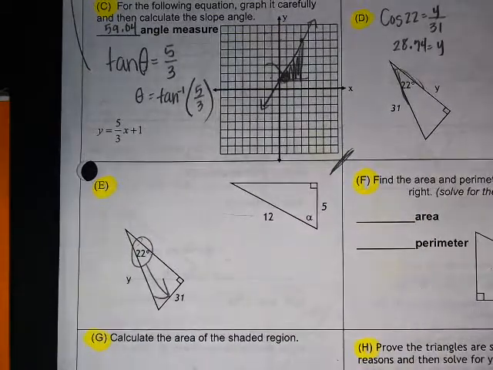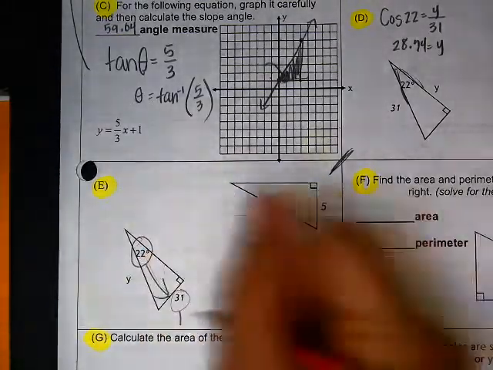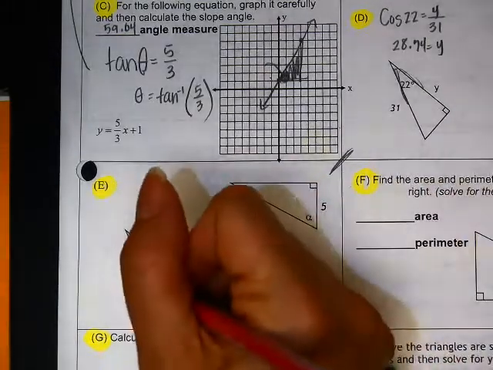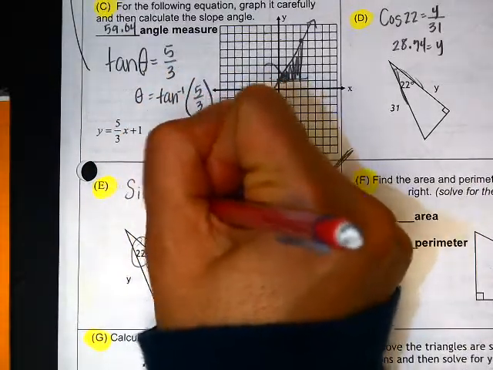Hypotenuse is in the mix, so tangent is definitely out. So I'm using sine or cosine. Sine because it is the opposite, so it's like a little sine that I'm reading. And I want the sine of 22 is equal to 31 over y.